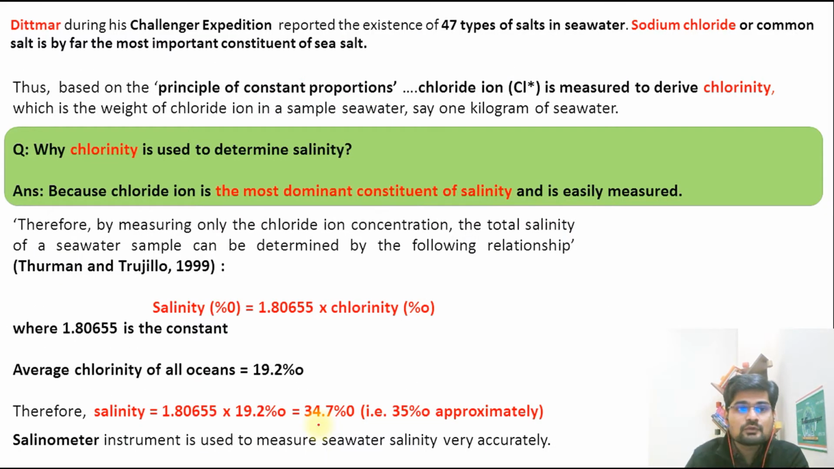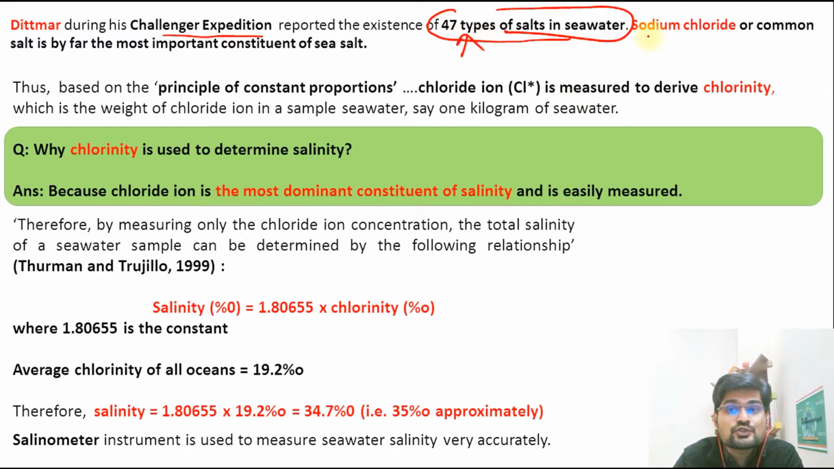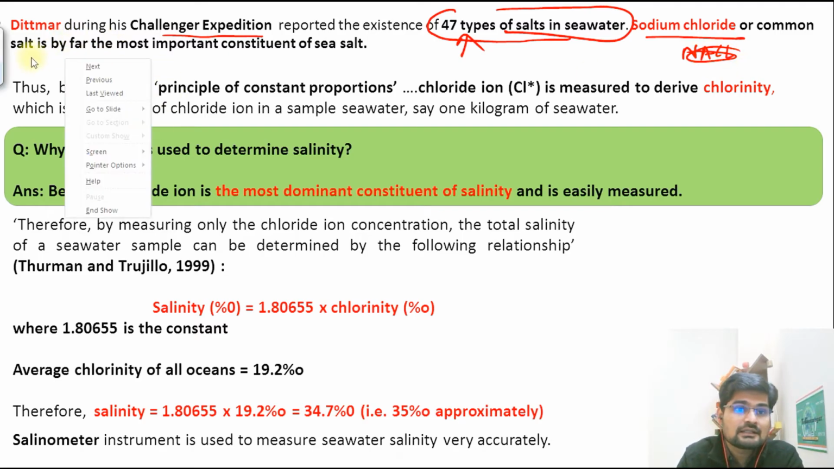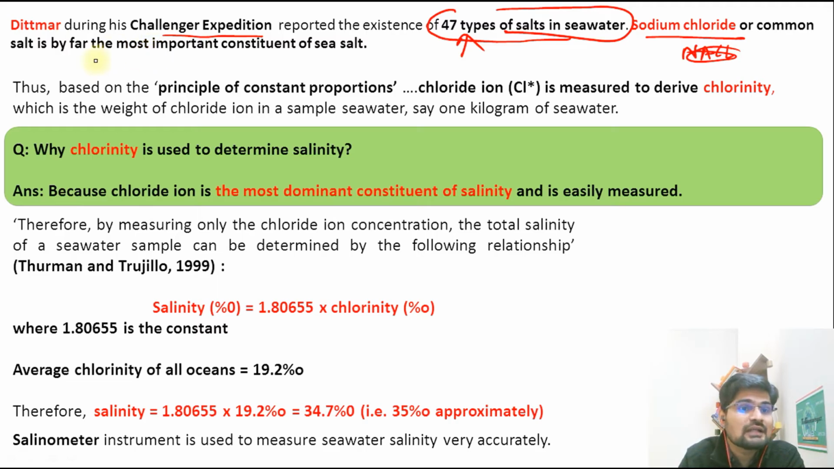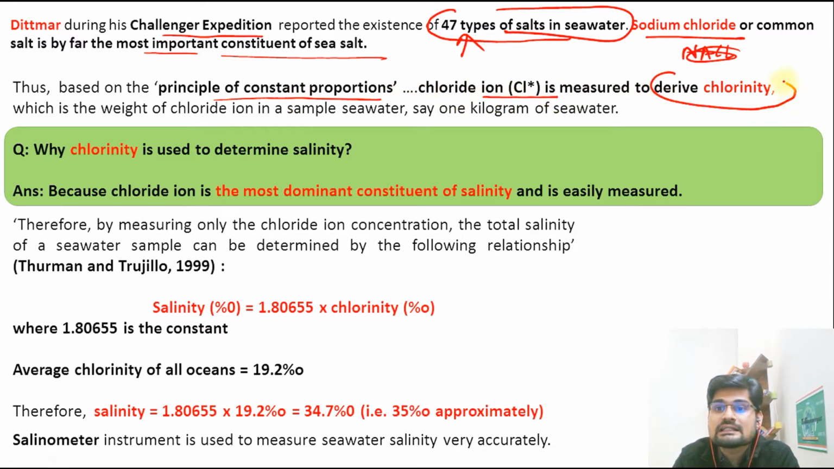Now, let's understand furthermore that Dittmar during his Challenger expedition reported 47 types of salts in seawater. Remember, 47 types, of which sodium chloride, NaCl, is supposed to be the most common, right? That's why more study was done on NaCl or the chloride ion itself. So the principle of constant proportion says that the chloride ion is measured to derive chlorinity. Because chlorine is also abundant, that's why chlorinity is measured.